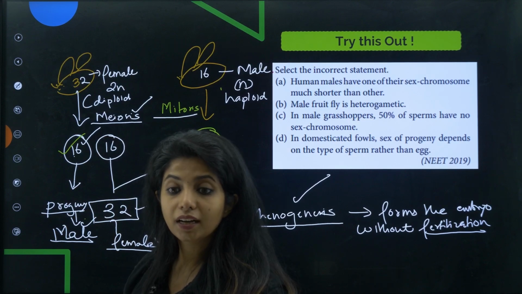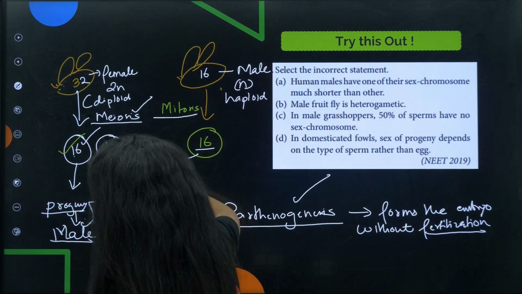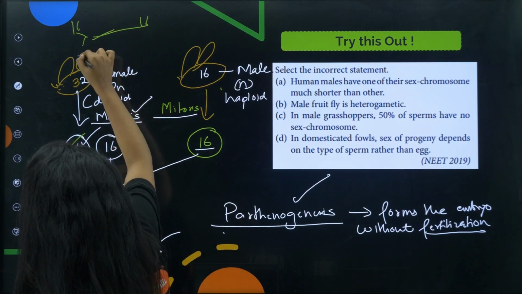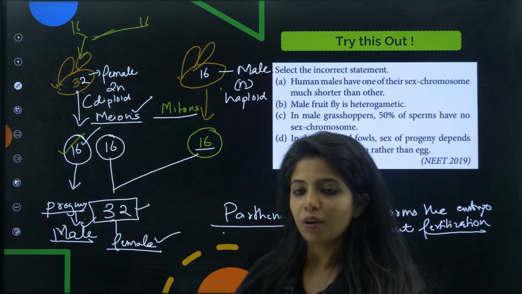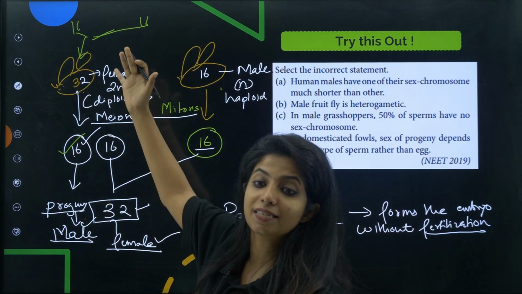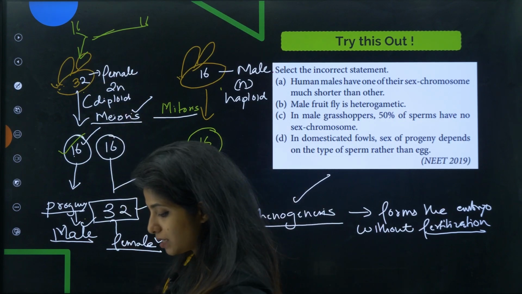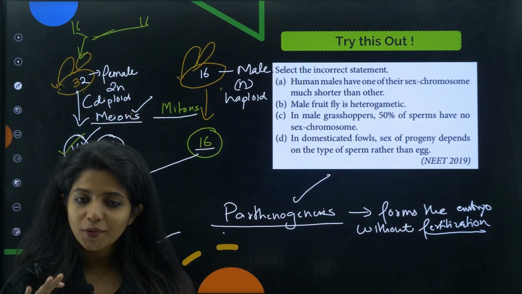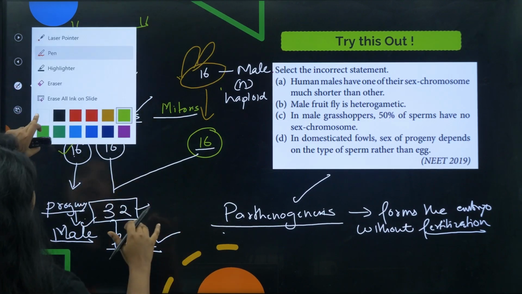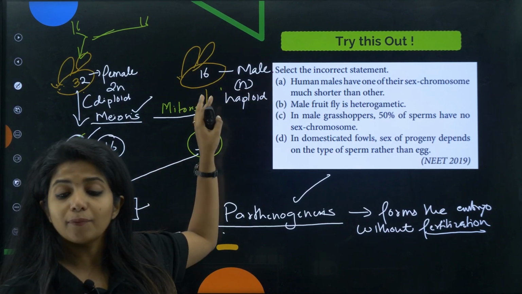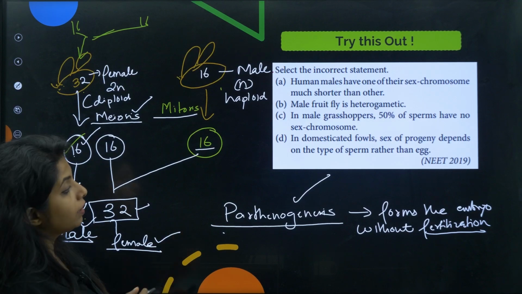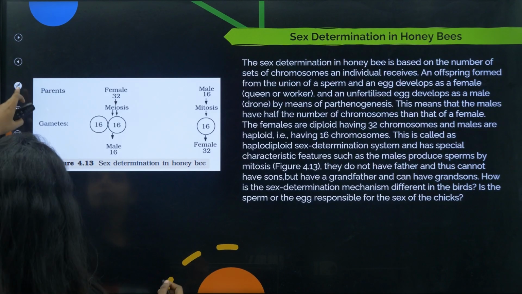But does it have a grandfather? Yes, it will have a grandfather, because just how this 16 and 16 came together, similarly some 16 and 16 might have come together to form the female 32, which later formed the progeny which is male. So in your NCERT it is written that it does not have a father but it has a grandfather. This is the reason why it says that it has a grandfather. I hope that is clear. This is known as parthenogenesis, and this type of sex determination, where the haploid one always turns out to be male and the diploid one becomes female, you call haplodiploid sex determination.